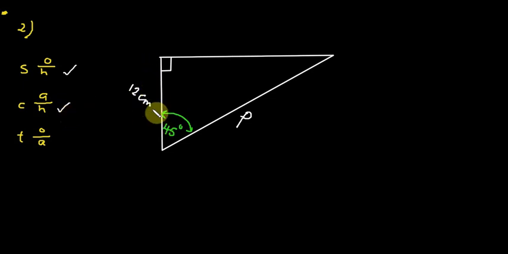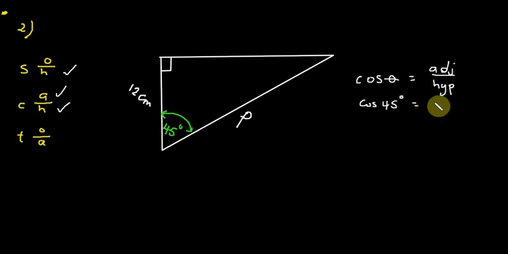The next side here is the adjacent side. So here we have the adjacent side. So therefore we use cos. So we write cos theta is equal to the adjacent side over its hypotenuse. Again, we're given 45 degrees as the angle. So cos 45 degrees is equal to the adjacent side, 12 cm, divided by the hypotenuse, which is p.